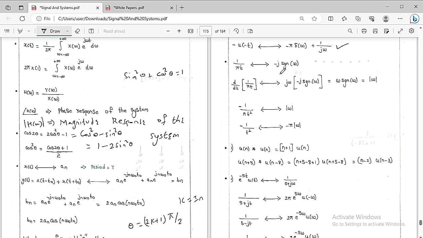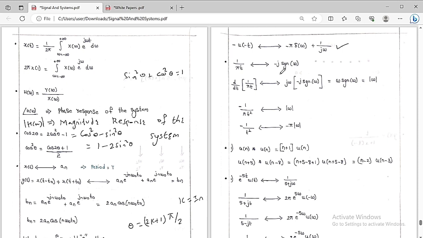So 1 by pi t has the Fourier transform minus j sigma of omega. This one I already told you. Then what is d by dt? So d by dt of 1 by pi t, I have already told you: d by dt of f of t, say, has the Fourier transform j omega into F of omega.